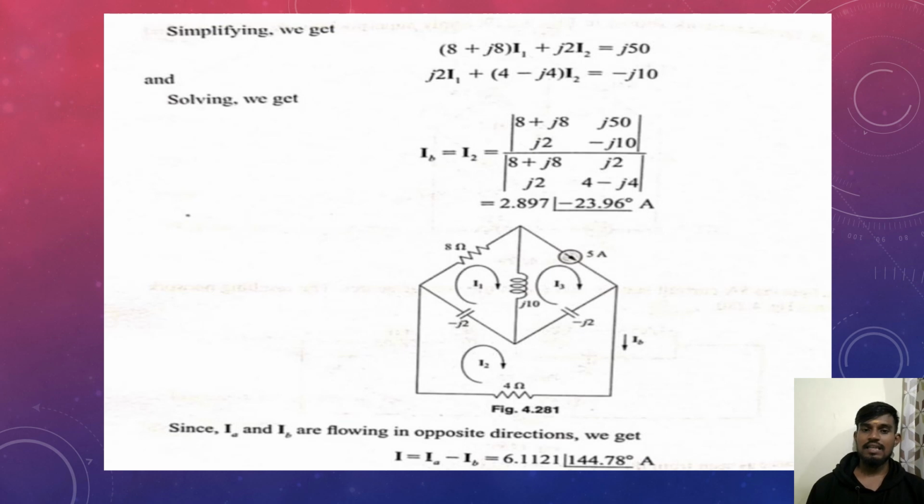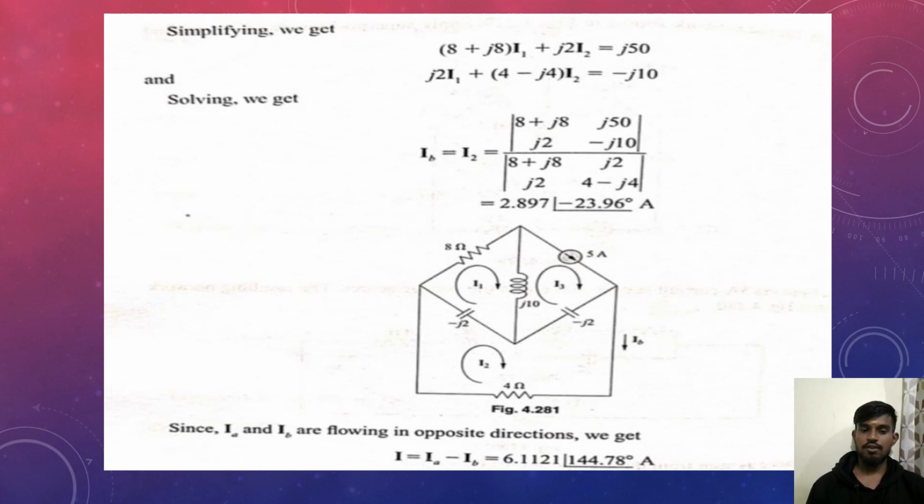Solving, we get IB is equal to I2 is equal to determinant of 8 plus J8, J50, J2, minus J10 divided by determinant of 8 plus J8, J2, J2, 4 minus J4. By calculations we get 2.897 angle of minus 23.96 degree ampere.